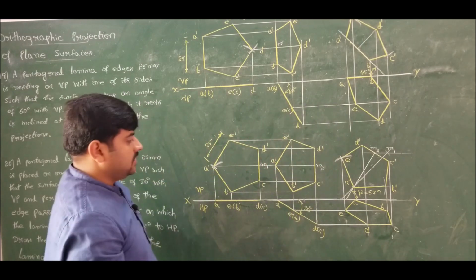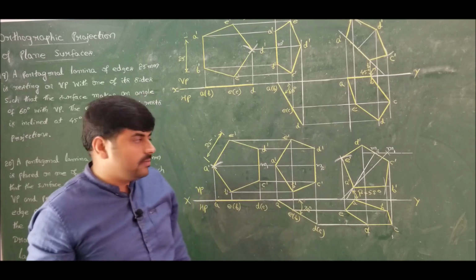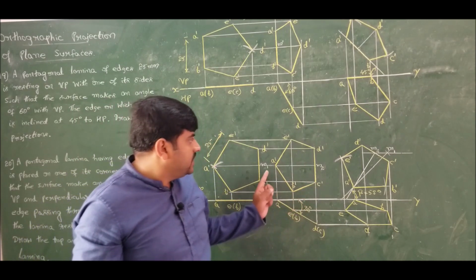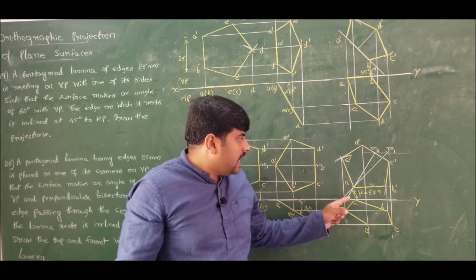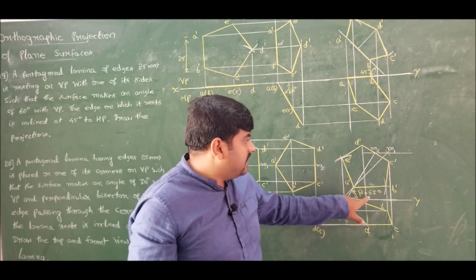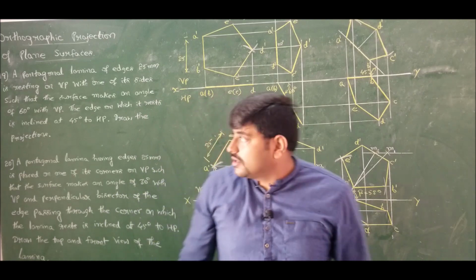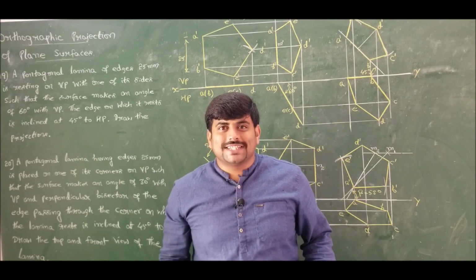So this is the pentagonal lamina resting on one of its corners on vertical plane, in such a way that the perpendicular bisector moving from the corner on which it rests is making an angle of beta which is equal to 55 degrees for this problem. So this is the solution for problem number 19 and 20, that's all from this lecture. Thank you all.